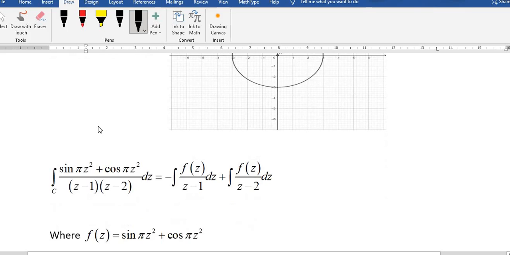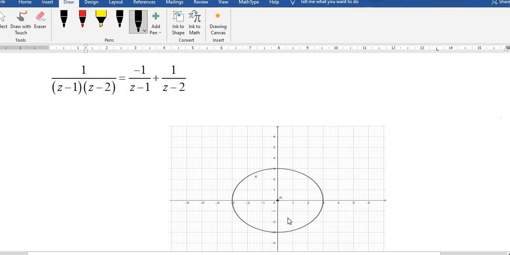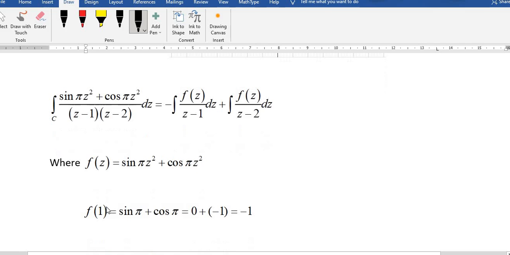Okay. Next, I already explained z equal to 1 and z equal to 2 lie inside the contour. So we are going to use Cauchy's integral formula. Observe, we have f of z. Small f of z means numerator only. Here A value is minus 1, B value is plus 1. Now I am going to find out f of 1. F of 1 means z is 1. 1 square is 1. So sin pi plus cos pi. Sin pi is 0. Cos pi is minus 1. So f of 1 value is minus 1.